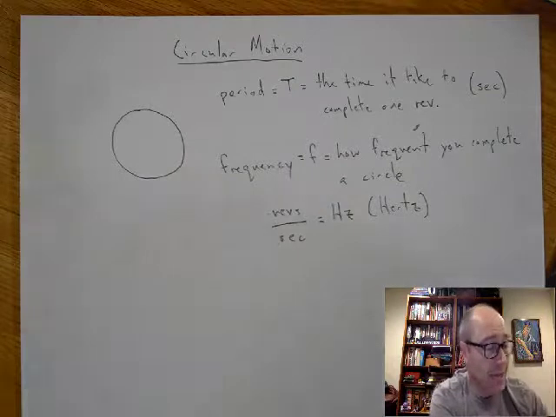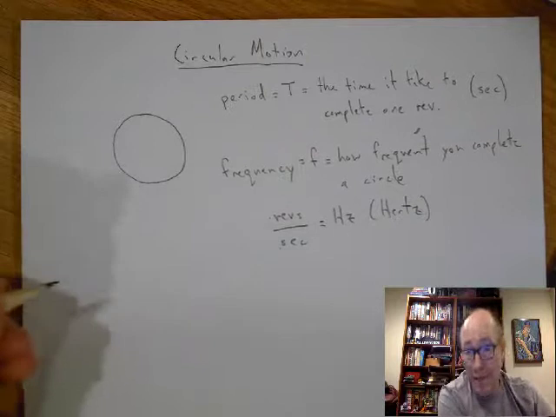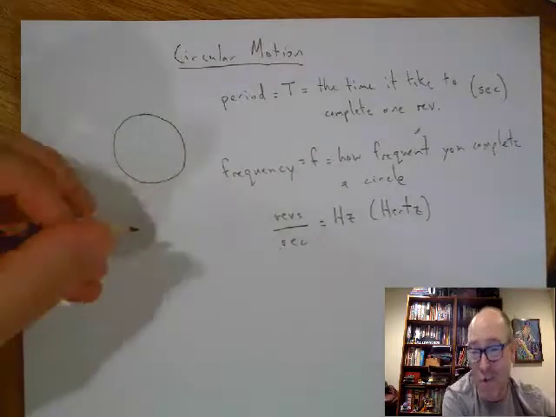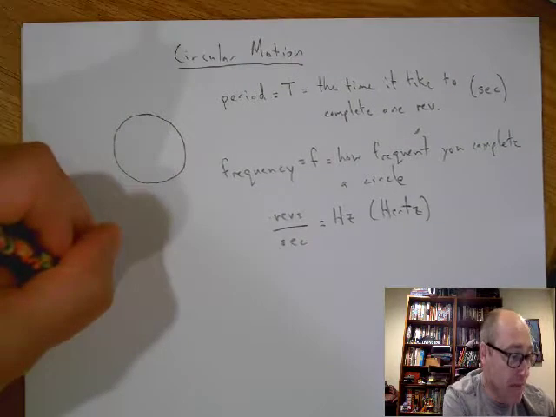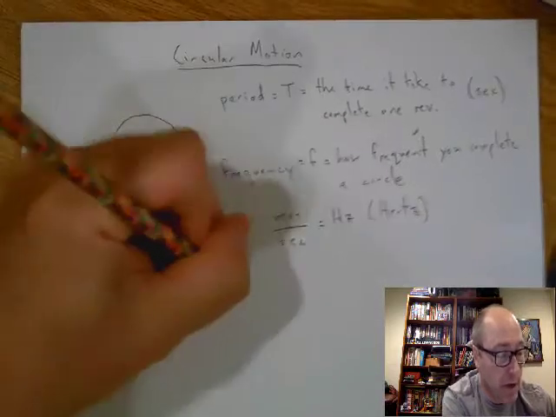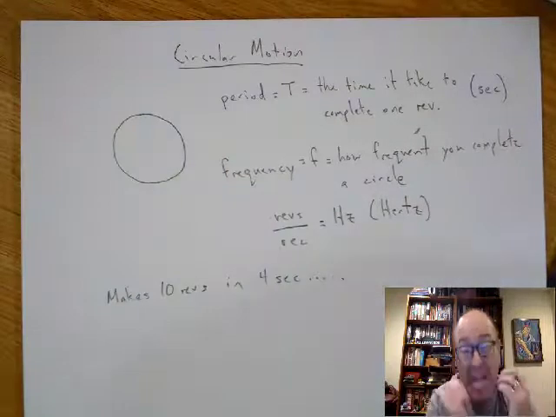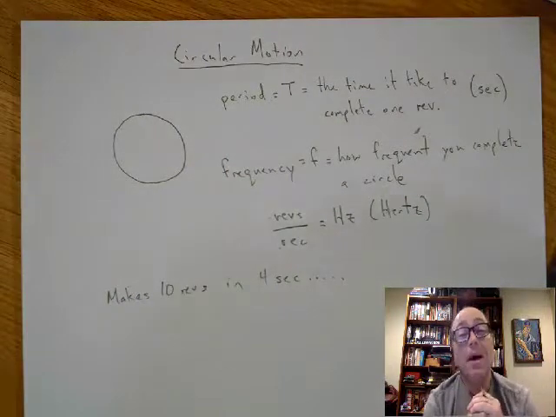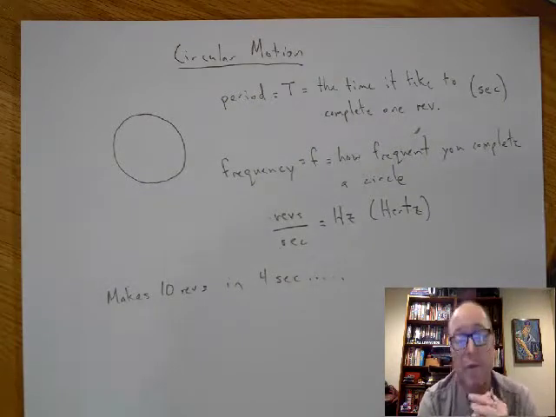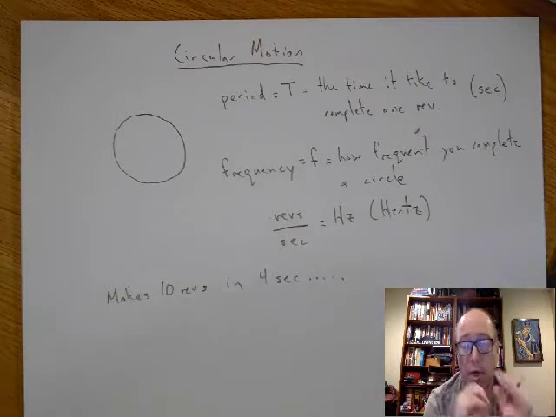Let's say, for example, you spin something over your head, and it makes 10 revolutions in 4 seconds. This is something we'll be doing later on. And I ask you, find the period, find the frequency. Now, here's what I don't want you to do. I don't want you to memorize. Understand what period is, understand what frequency is, and then you'll get it right.